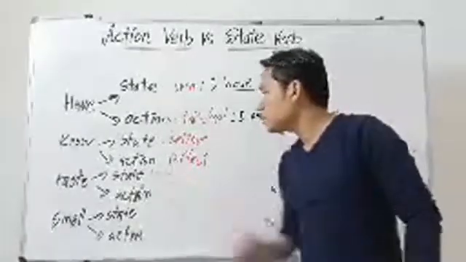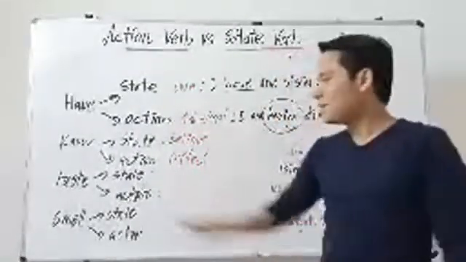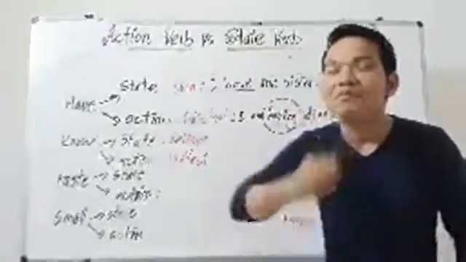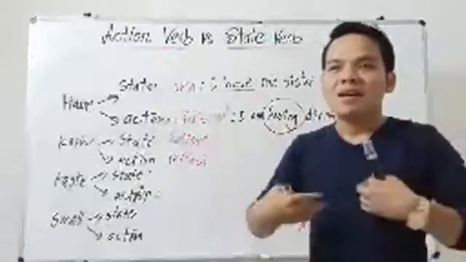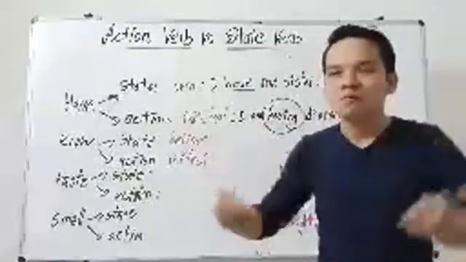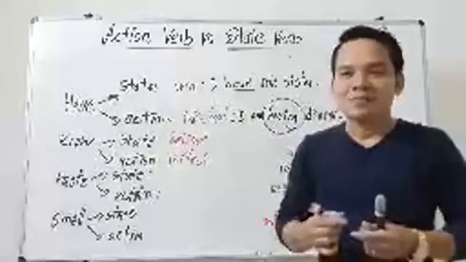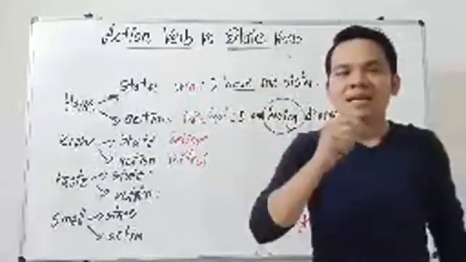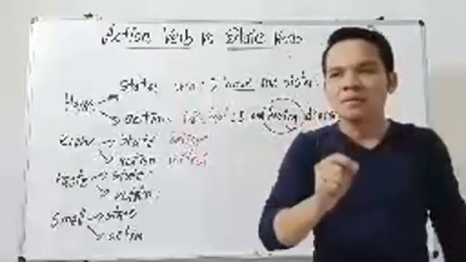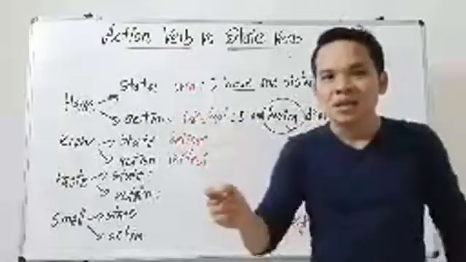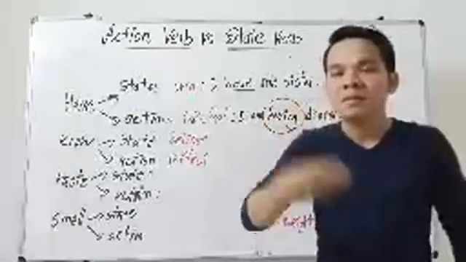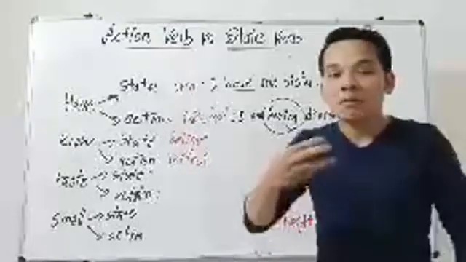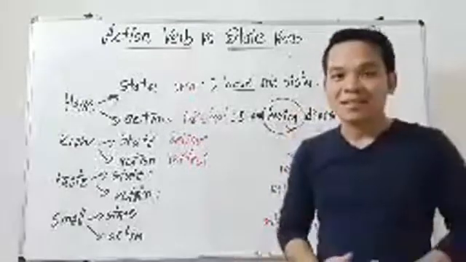And "taste," state and action. So "taste," when it is a stative verb, means we feel food or drink as good, delicious, like that. I taste the soup. So it tastes good. This soup tastes good. So with "taste," we feel good, we feel delicious when we drink or eat something. So feeling is the stative "taste."